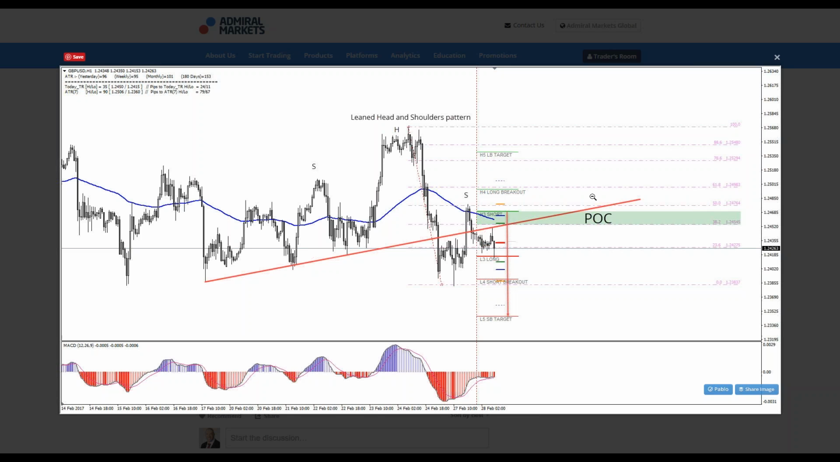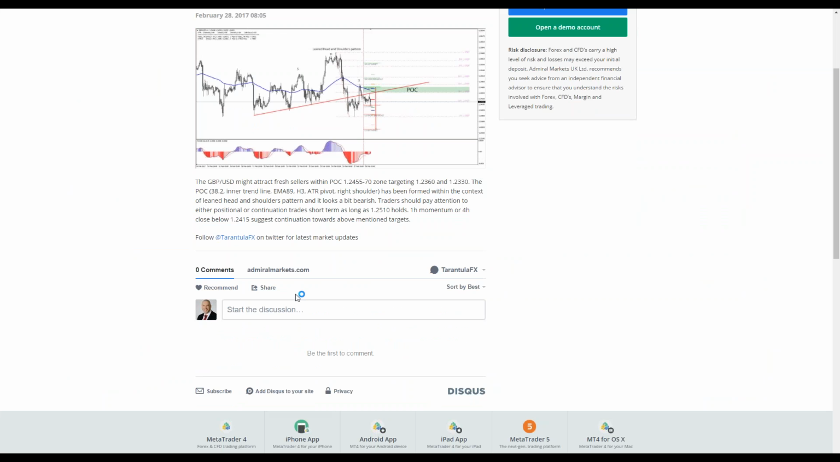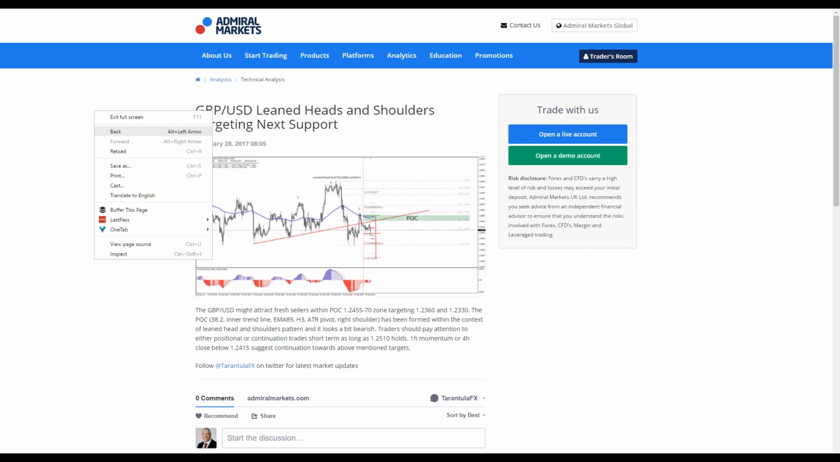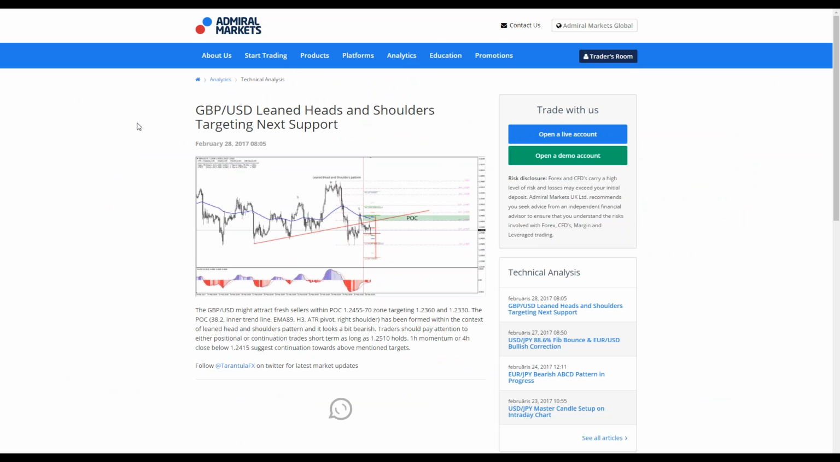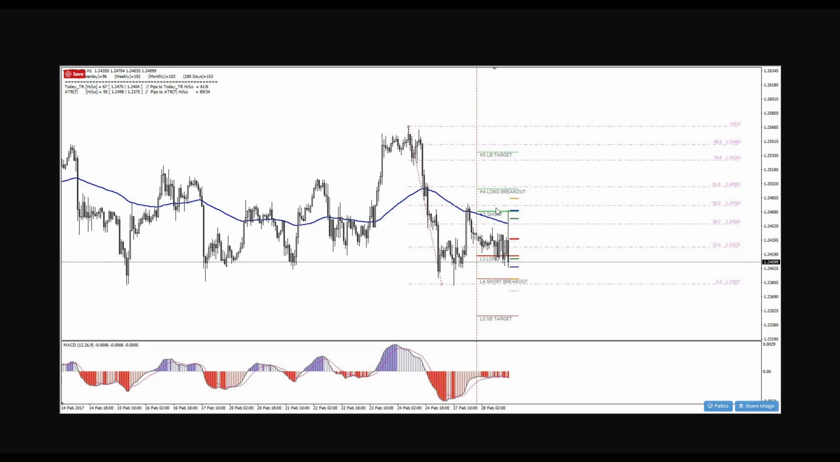Now if you traded this setup today, I hope you did, guys, you could have made 40 pips instantly. Okay, because it was very, very good to trade, and I posted the result. You see here, instant down from POC zone.